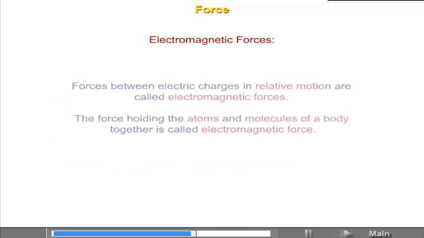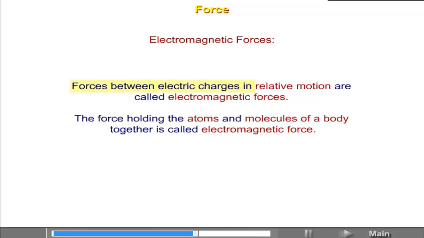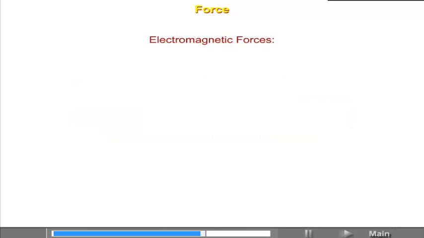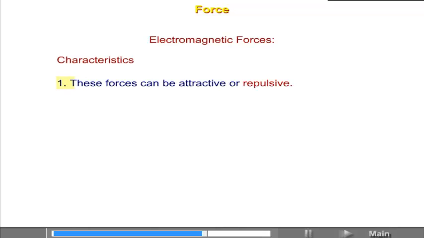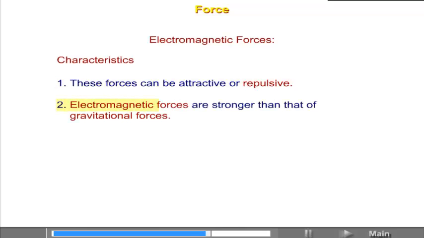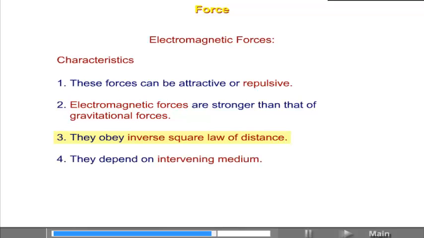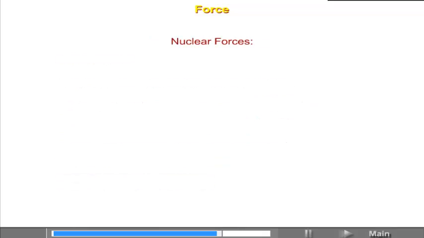Electromagnetic forces. Forces between electric charges in relative motion are called electromagnetic forces. The force holding the atoms and molecules of a body together is called electromagnetic force. Characteristics: These forces can be attractive or repulsive. Electromagnetic forces are stronger than gravitational forces. They obey the inverse square law of distance. They depend on the intervening medium. They are long-range forces.